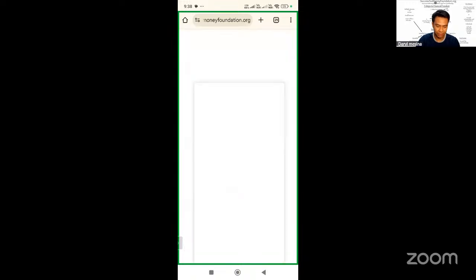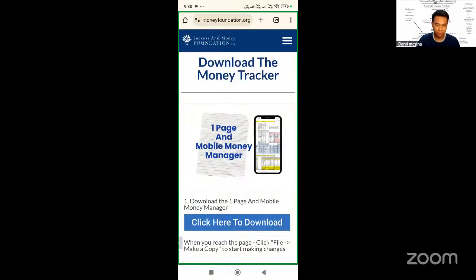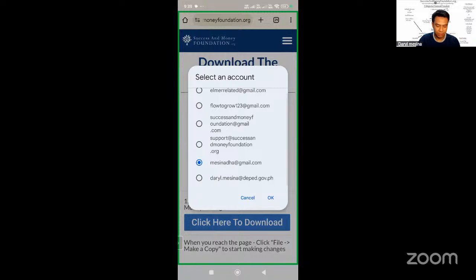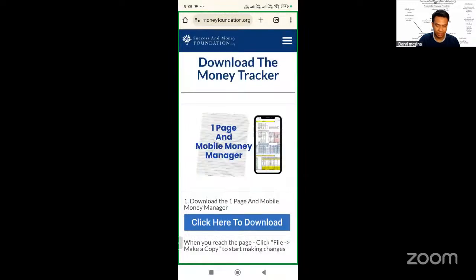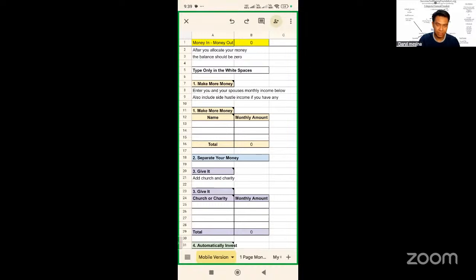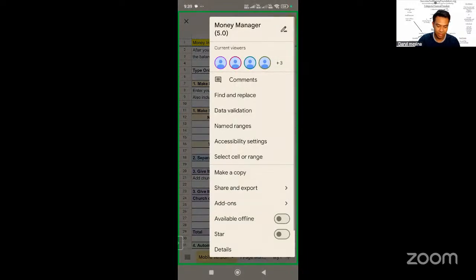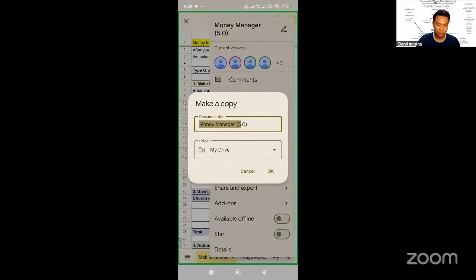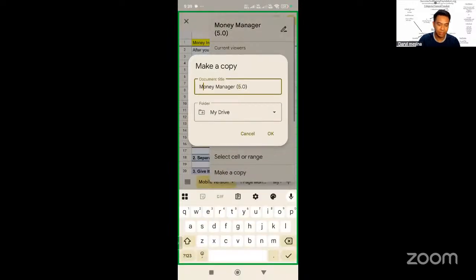It's big. Click here to download, and then select an account. In my case, I'm going to select that account. And then you're not going to be able to edit this. What you're going to do is make a copy of it. Click the three dots, and then make a copy. Once you've made a copy, you'll be able to rename it instantly on your Android device.